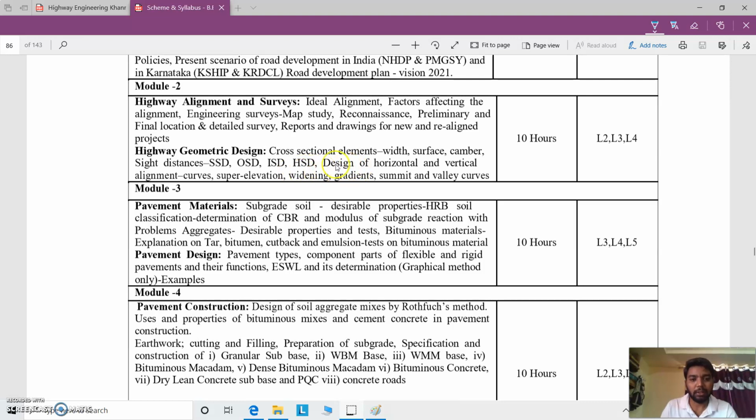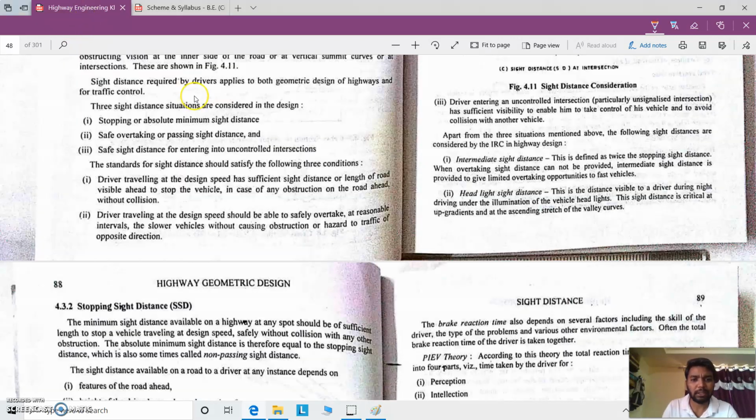In these curves, for horizontal you'll have super elevation and extra widening of highways, and in vertical curves you'll have gradients, summit and valley curves, right? So in types of curves, in horizontal you'll be learning super elevation and extra widening of the curves, and similarly in vertical alignment you'll be learning summit and valley curves of highways, right? And we are left with intermediate sight distance and headlight sight distance. So let us see what is intermediate sight distance and headlight sight distance.